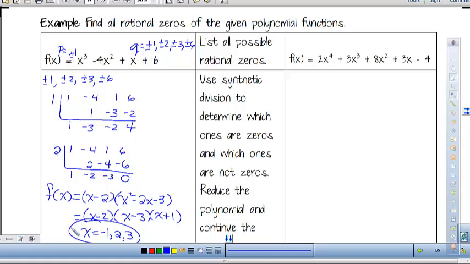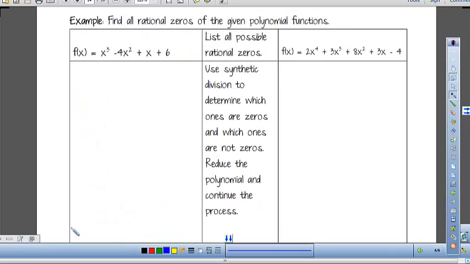Questions about that? Okay, very good. All right. So we're going to do the same thing with this other one. It's a little bit larger, but that's okay. We can handle it. Why don't you start the problem by coming up with the list of possibilities, and then we'll go from there.